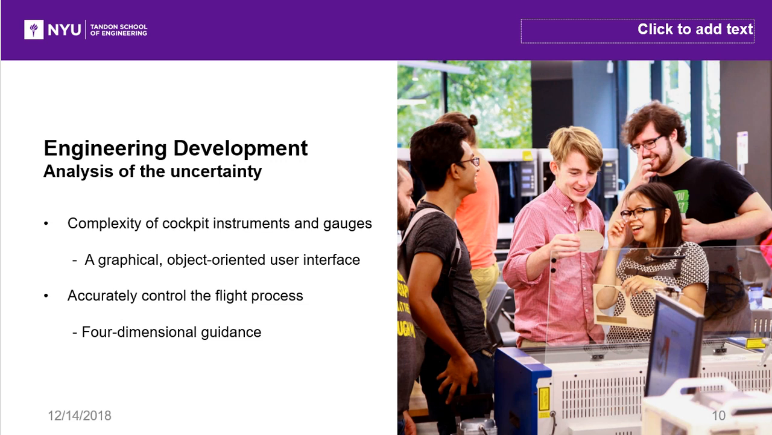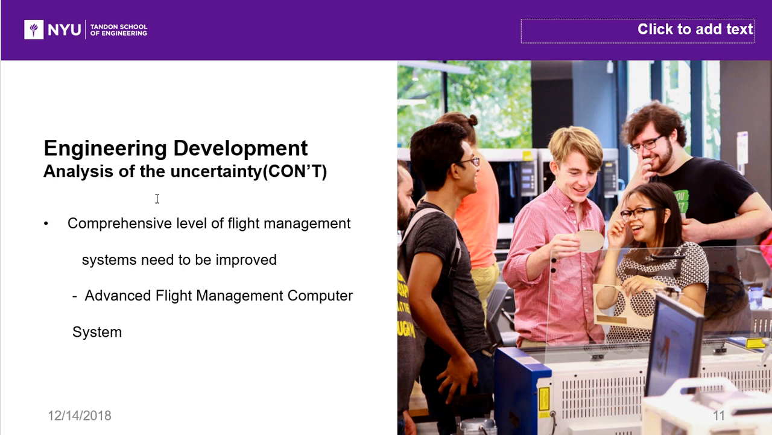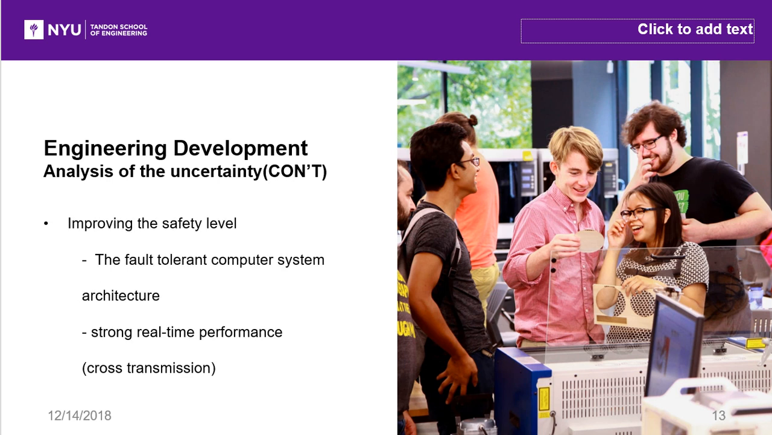The next one, I'm going to continue to talk about the analysis of the uncertainty. The comprehensive level of the flight management system will be further improved. Engineers describe the future flight management system as a system with functions needed to solve all problems on board. From this consideration, the development of navigation guidance, flight control, flight instructions, system monitoring, and warning.